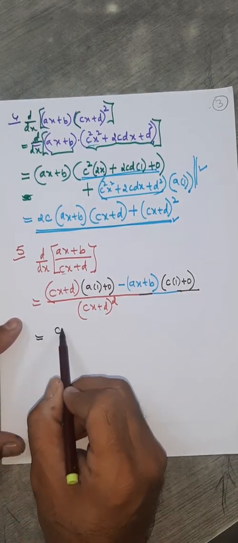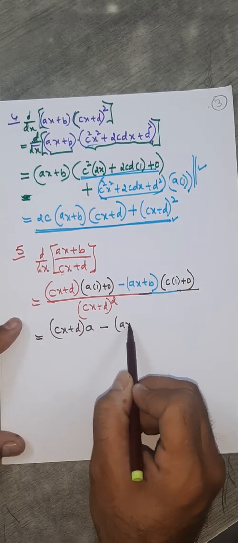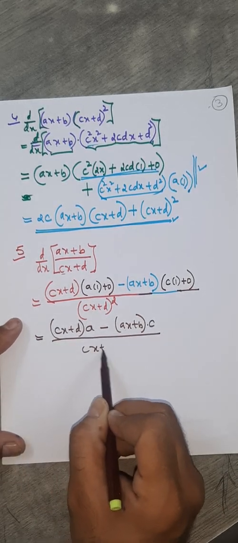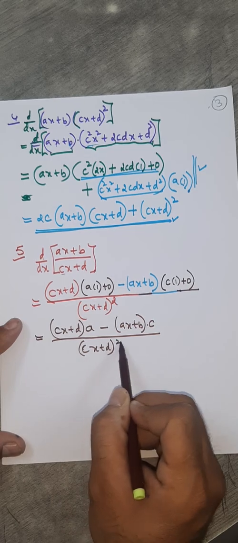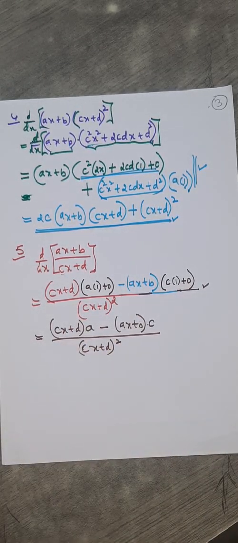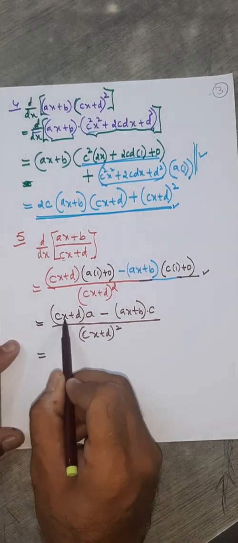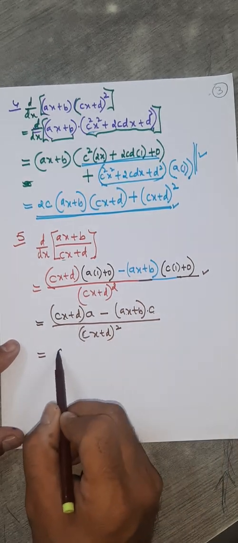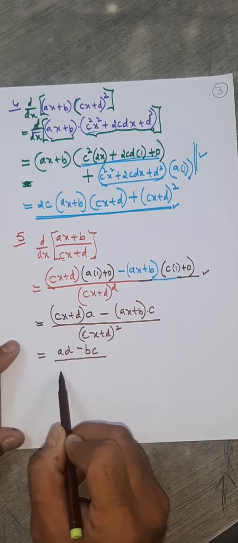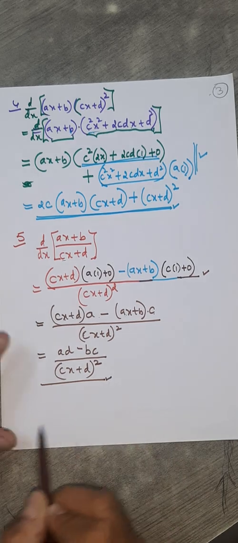So we have (cx plus d) into a minus (ax plus b) into c, upon (cx plus d) the whole square. Over here differentiation is over in this step. I hope that is clear to you. Now we are just simplifying. If you simplify this, cx will get cancelled. So we'll get (ad minus bc) upon (cx plus d) the whole square. That's the derivative.